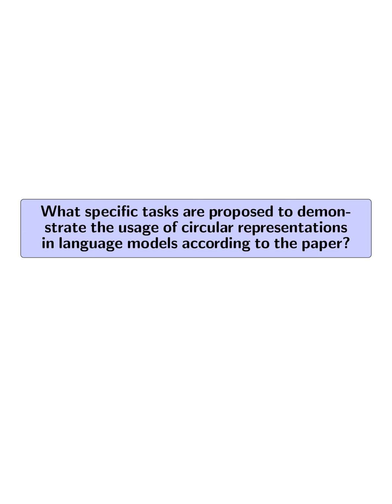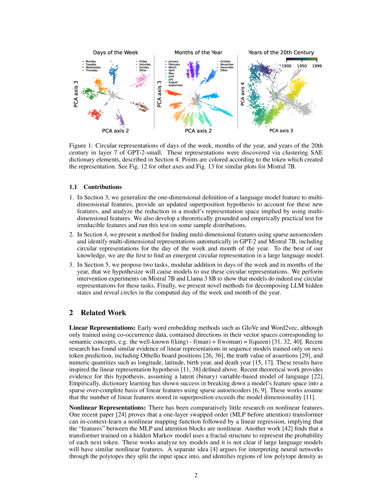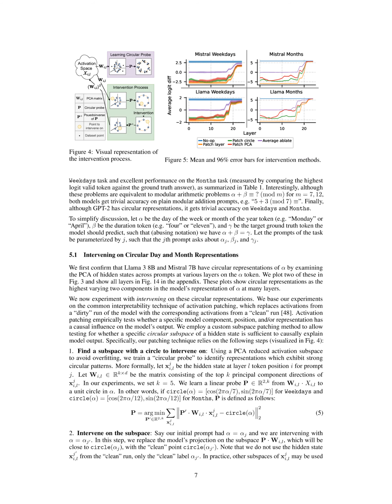What specific tasks are proposed to demonstrate the usage of circular representations in language models, according to the paper? The specific tasks proposed to demonstrate the usage of circular representations in language models according to the paper are the weekdays task and the months task. In the weekdays task, the prompt involves performing day-of-the-week calculations, such as determining what day it would be 2 days from a given day like Monday. In the months task, the prompt involves calendar calculations, such as figuring out what month it would be 4 months from a given month like January.